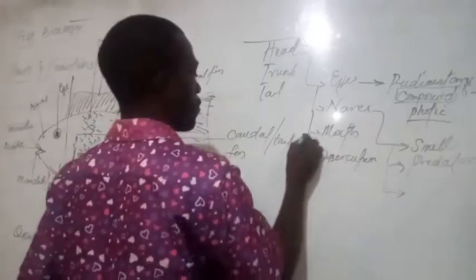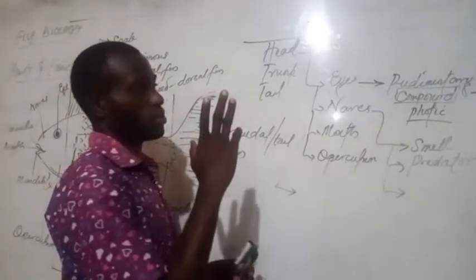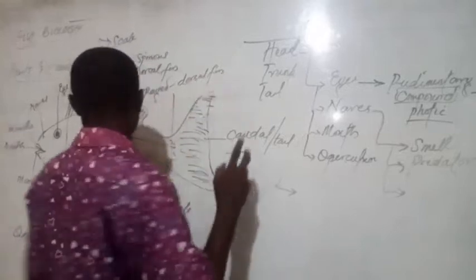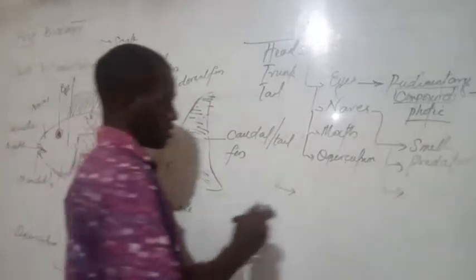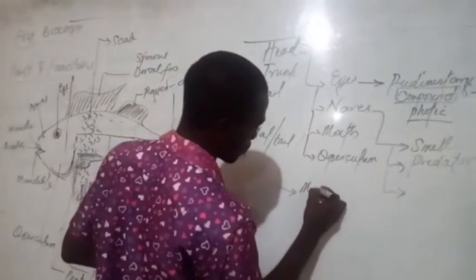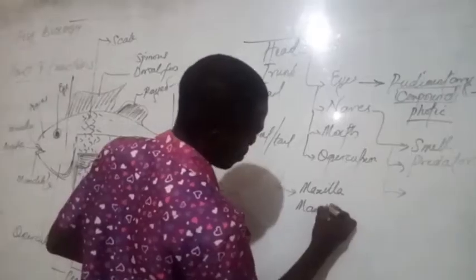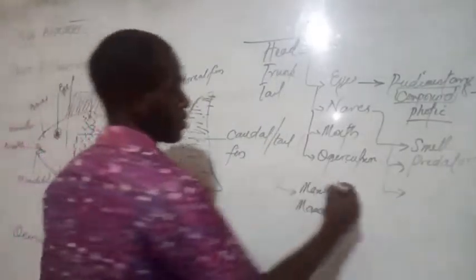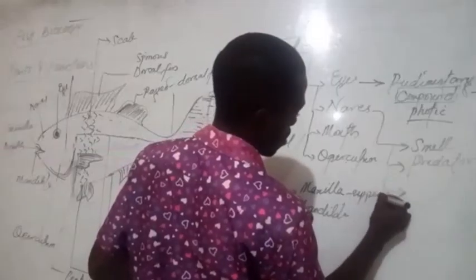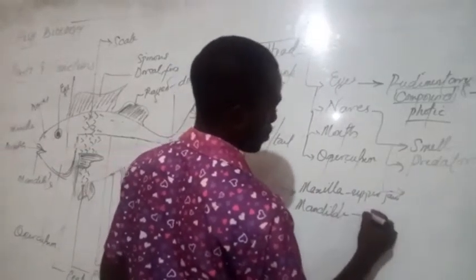Now the mouth of the fish. The mouth of the fish is divided into 2, which are the maxilla and the mandible. Alright, the maxilla and the mandible. The maxilla is the upper jaw. And the mandible is the lower jaw.